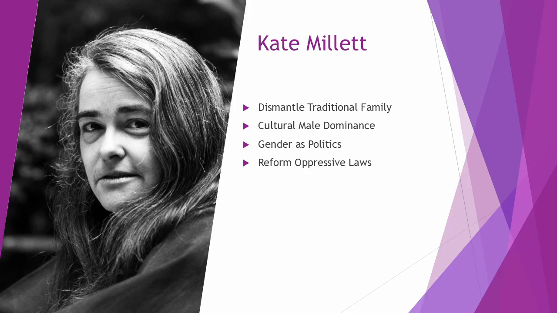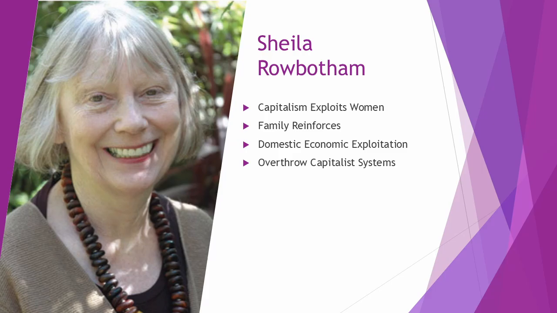Kate Millett's view on the state is that it should reform laws and policies to end gender-based oppression. Sheila Rowbotham's ideas center on capitalism and the family. The idea of capitalism is that women are forced to sell their labor to survive and support their families under the capitalist system. The idea of the family is that it not only disciplines and subjugates women to capitalism but also serves as a refuge for men from alienation under a capitalist economy.